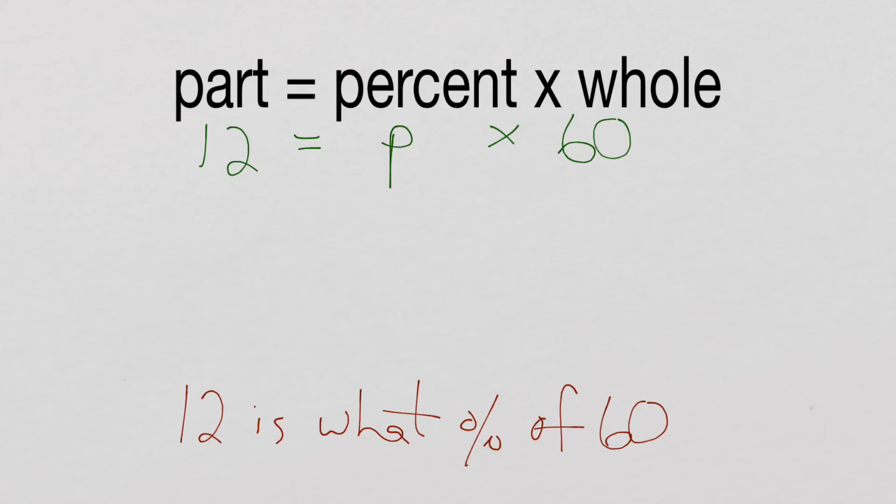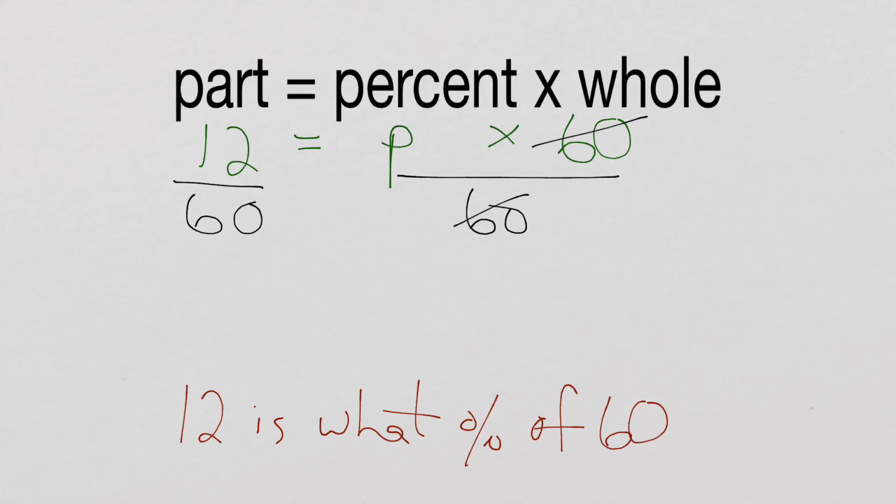Now remember, if this were the case, I'm going to use my algebra skills to solve this. I would divide each side by 60. That'll cancel these out on the right. And now I just have to do 12 divided by 60. 12 divided by 60 is going to give me 0.20, which is, of course, 20%.